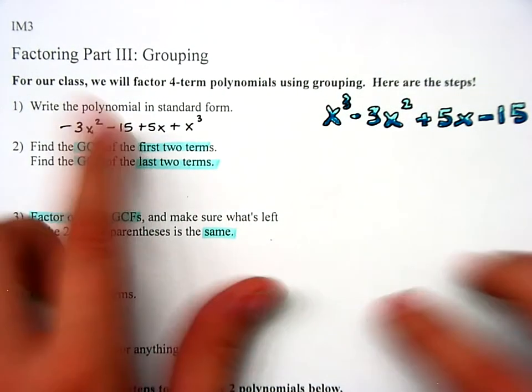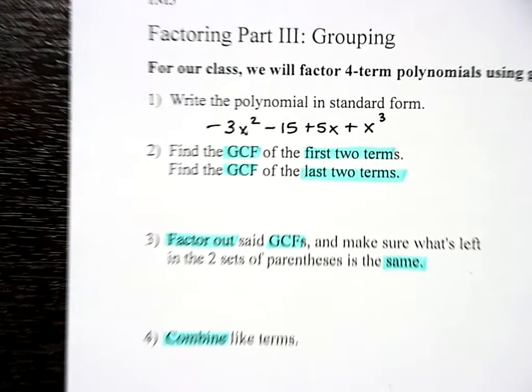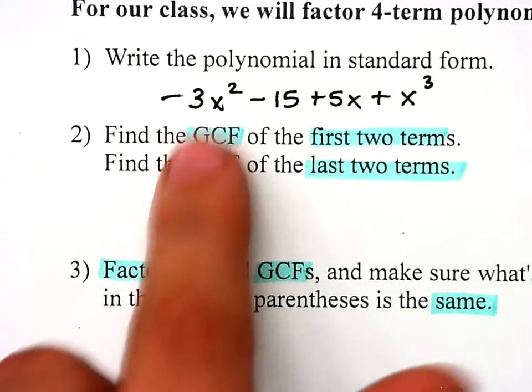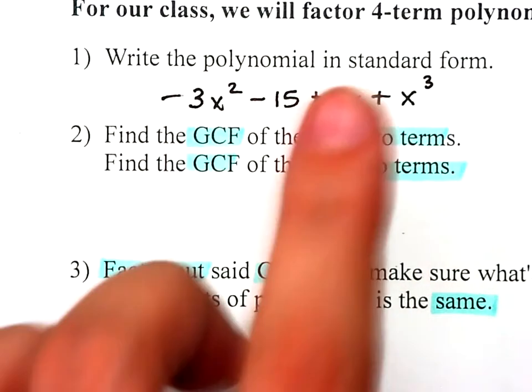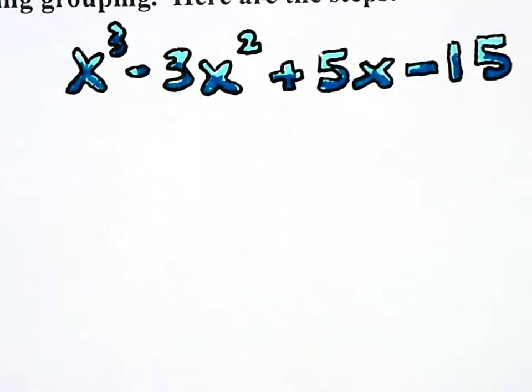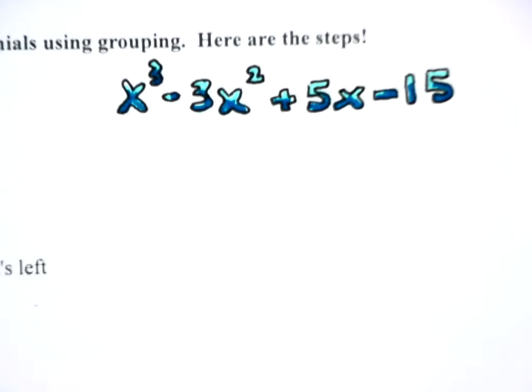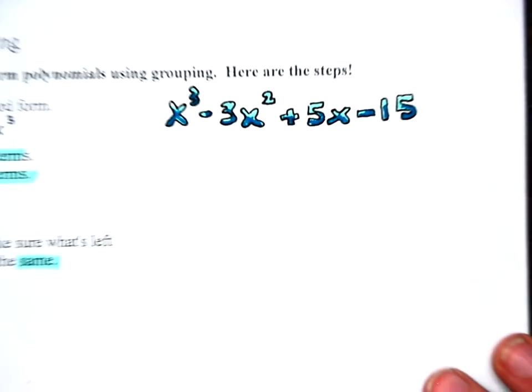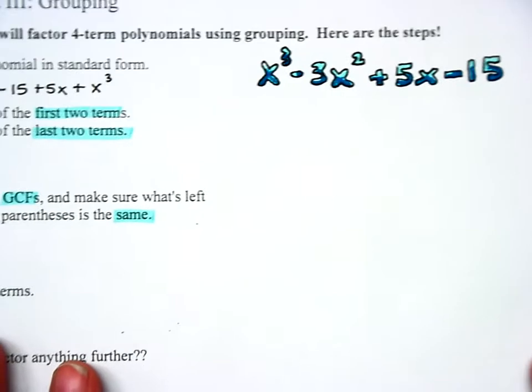If we are given this 4-term polynomial right here, our first step is to write it in standard form. So that means I want my first term to be the highest exponent or the greatest, and then go down from there. So I've written this in standard form now. That's the wrong way. And we are going to follow along with the rest of our steps.